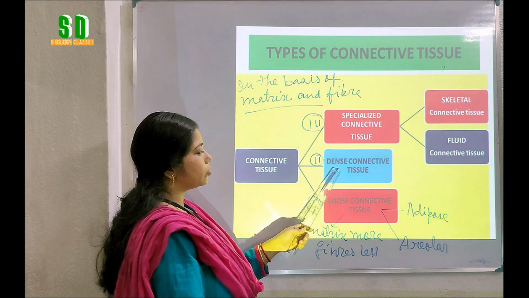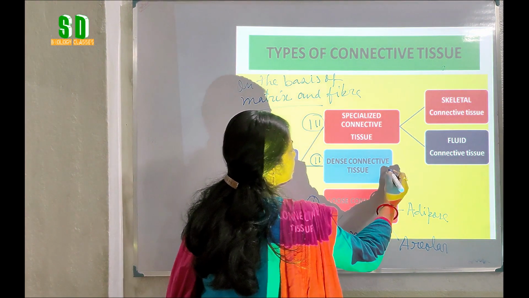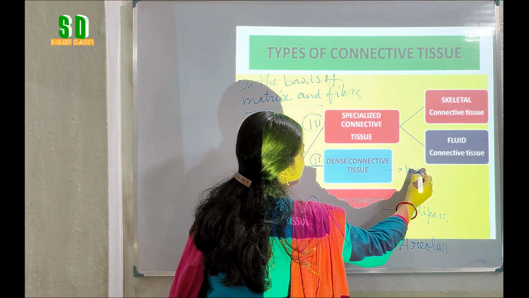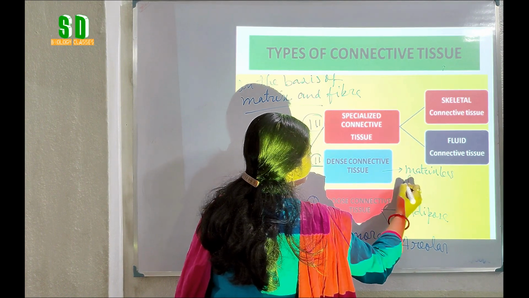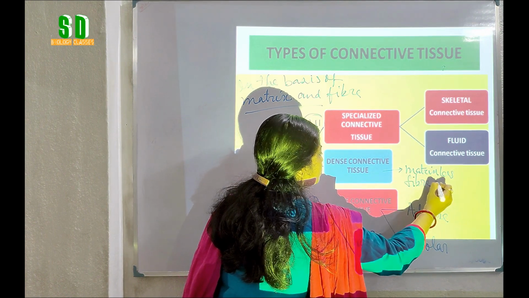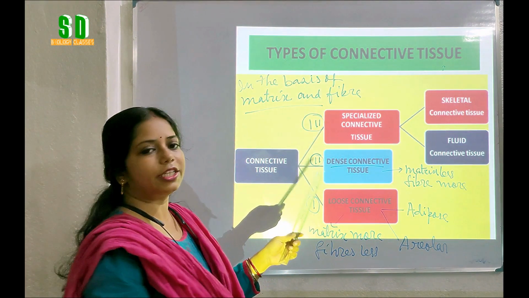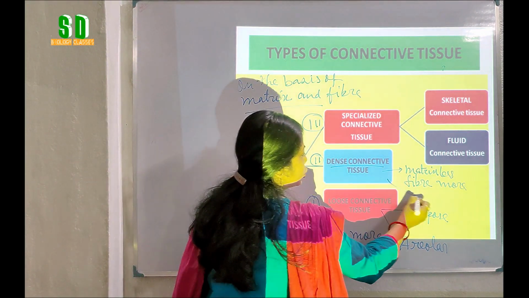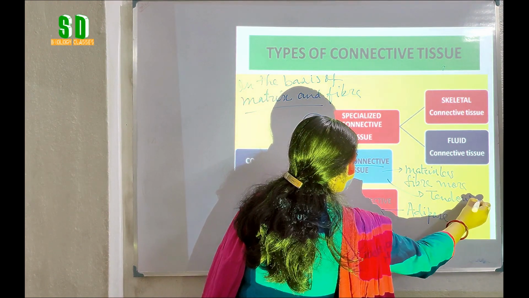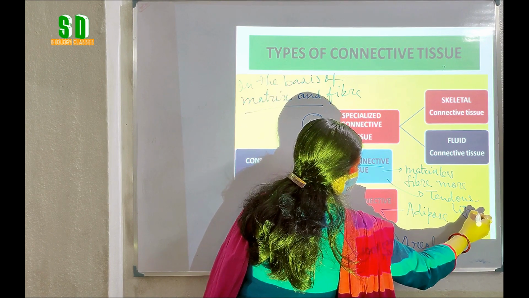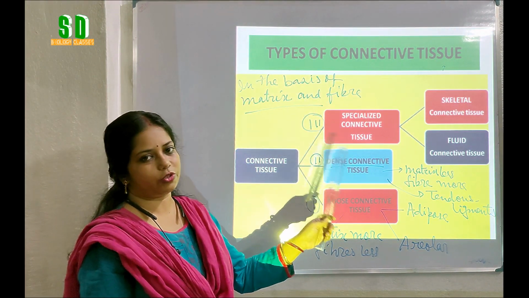The dense connective tissue is just the opposite of the loose connective tissue. That means the matrix is less and fibers are more. That is called dense connective tissue. And the examples of dense connective tissues are the tendon and ligaments.